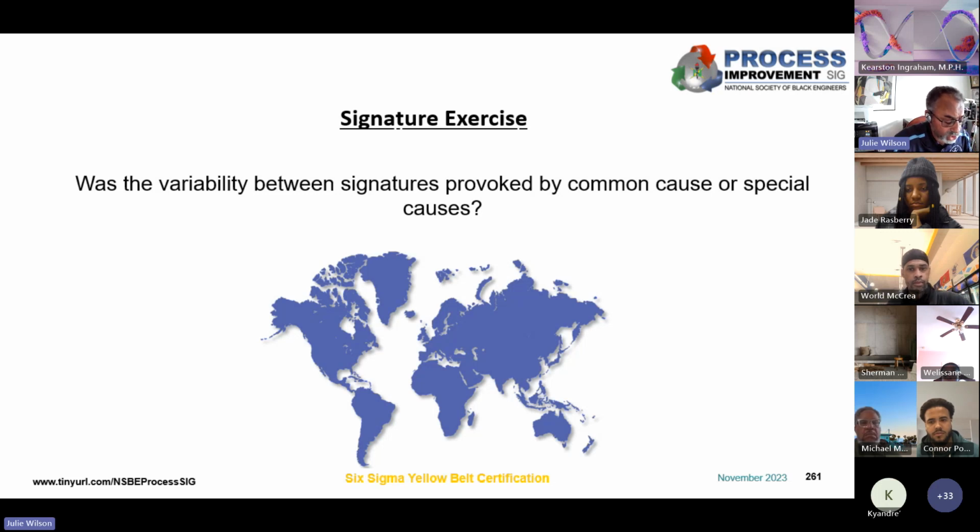So the question is: is special cause variation when the control variables are changed? It can be. It just means that... no. Special cause variation is when something has fundamentally changed in the process. Something has disrupted the process.